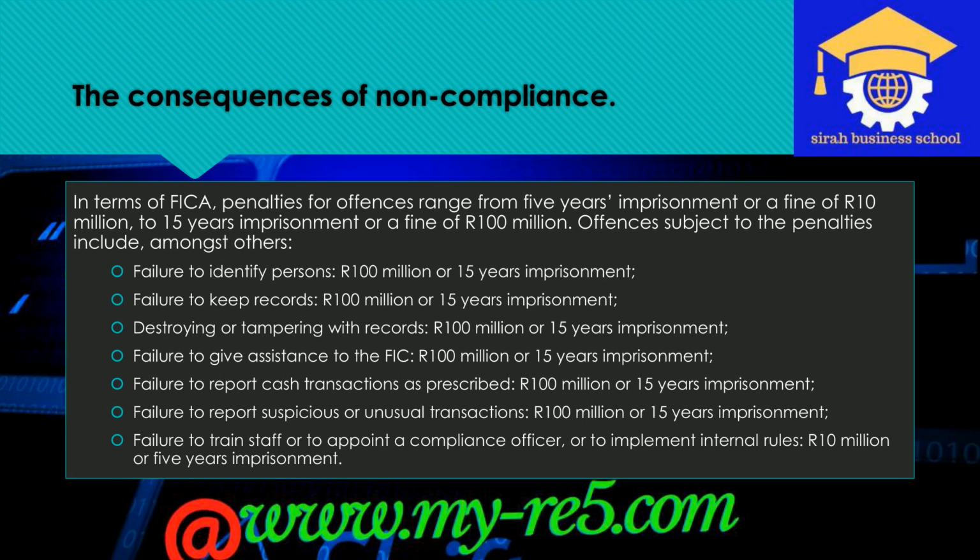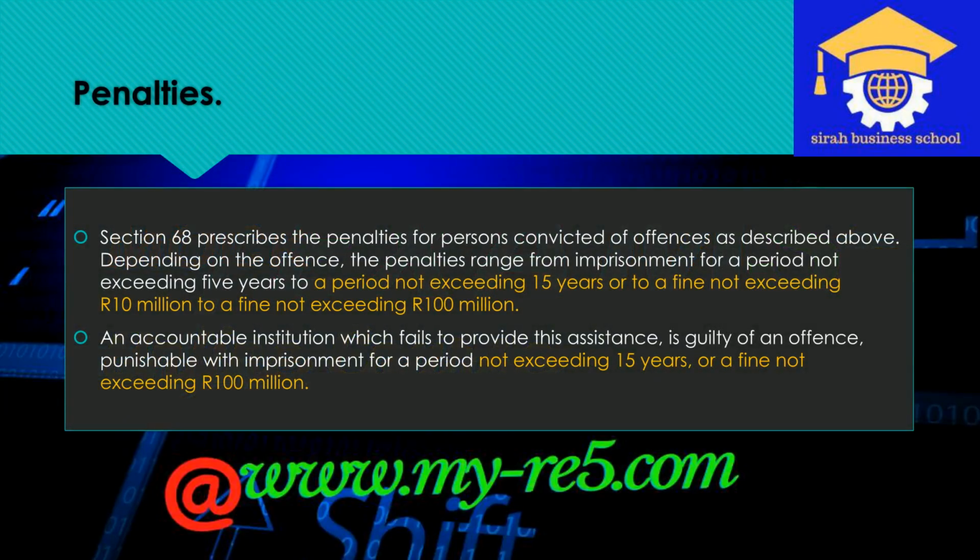Penalties. Section 68 prescribes the penalties for persons convicted of offences as described above. Depending on the offence, the penalties range from imprisonment for a period not exceeding 5 years to a period not exceeding 15 years or to a fine not exceeding R10 million to a fine not exceeding R100 million. An accountable institution which fails to provide this assistance is guilty of an offence, punishable with imprisonment for a period not exceeding 15 years, or a fine not exceeding R100 million.